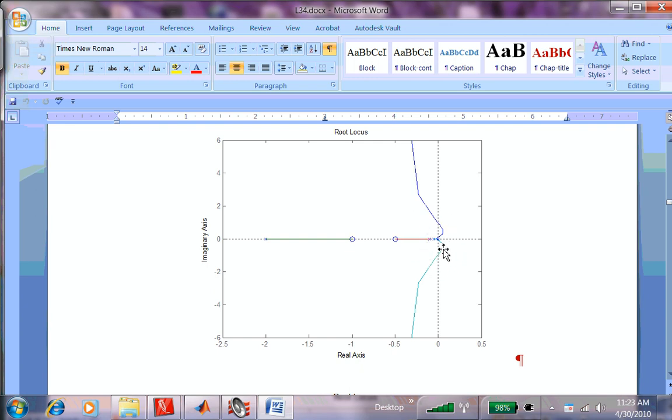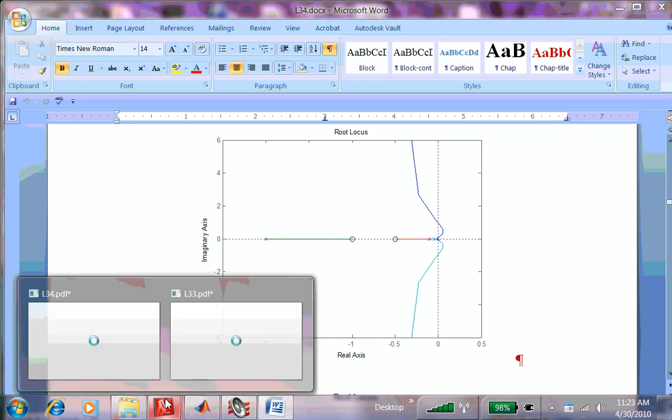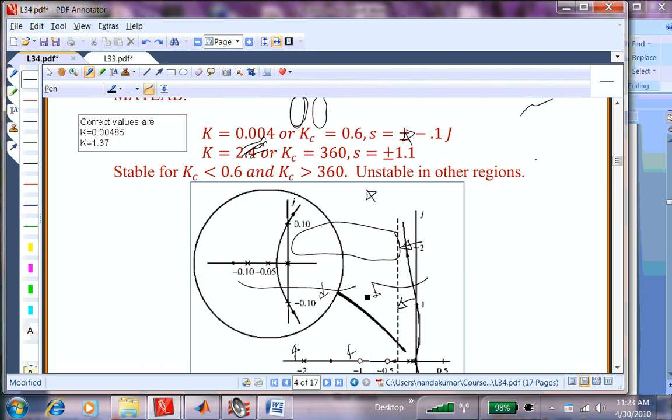Because there is a range of values of Kc at which there are positive values, so the system is unstable, but it is restabilized. Okay? So if you look at the values in the book, they identify these values as k equals 0.004 and k equals 2.4. Okay? Kc for that value turns out to be 0.6 and 360. So the system is stable for Kc values of less than 0.6 or Kc values of greater than 360. It is unstable in other regions. For any value of Kc between 0.6 and 360, it is unstable.